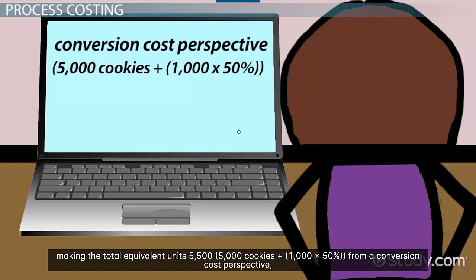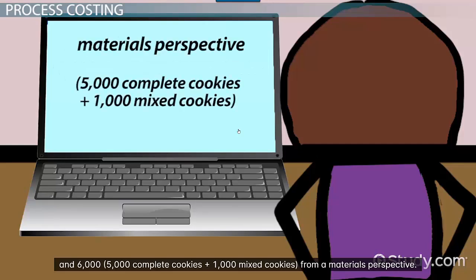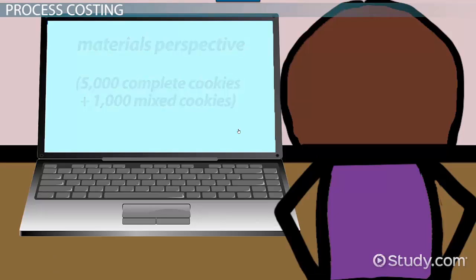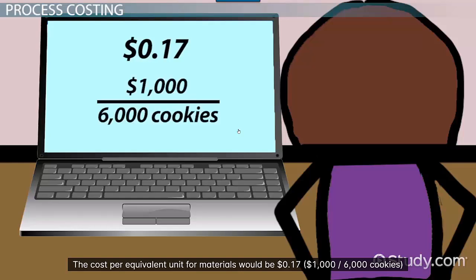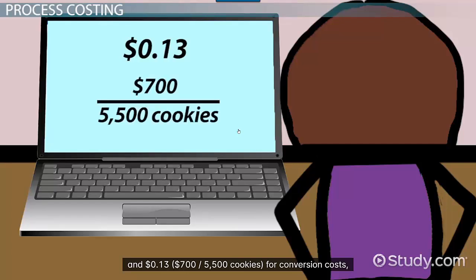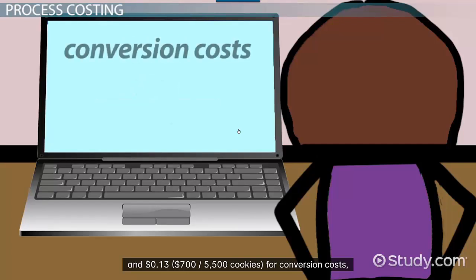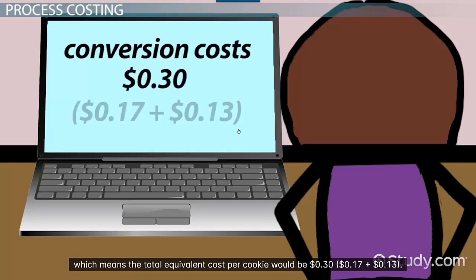5,000 cookies plus 1,000 times 50% from a conversion cost perspective, and 5,000 complete cookies plus 1,000 mixed cookies from a materials perspective. The cost per equivalent unit for materials would be 17 cents, $1,000 divided by 6,000 cookies, and 13 cents, $700 divided by 5,500 cookies for conversion costs, which means the total equivalent cost per cookie would be 30 cents, 17 cents plus 13 cents.